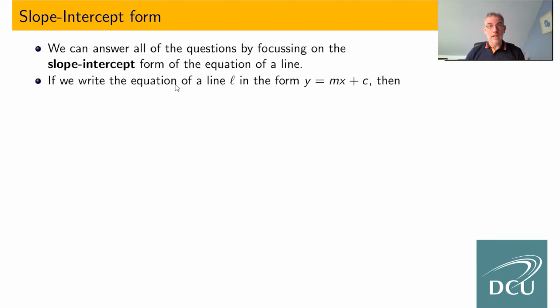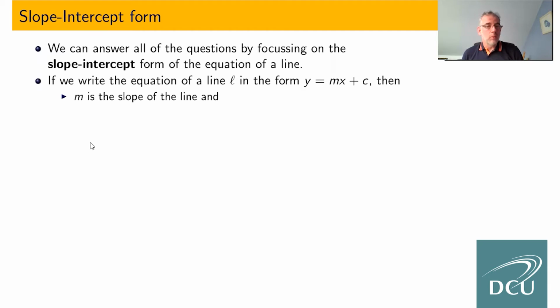So what is that form of the equation? In the first mini lecture, we saw the general form of the equation of a line. We wrote it as a number times x plus a number times y equals another number: a, b, and c. Now, if we rearrange that equation to isolate the variable y, we can write the equation in the form y equals m times x plus c. And we can do this for any line which is not a vertical line.